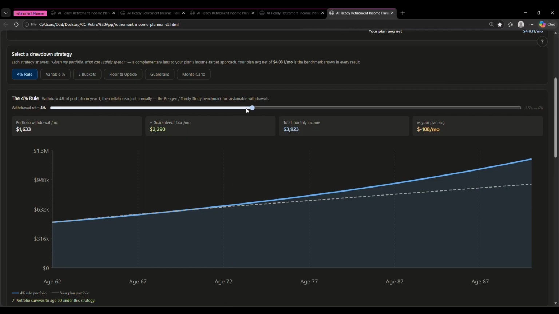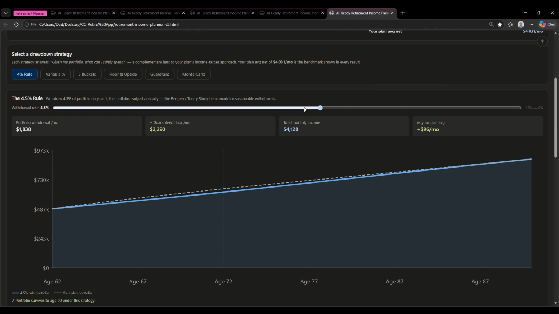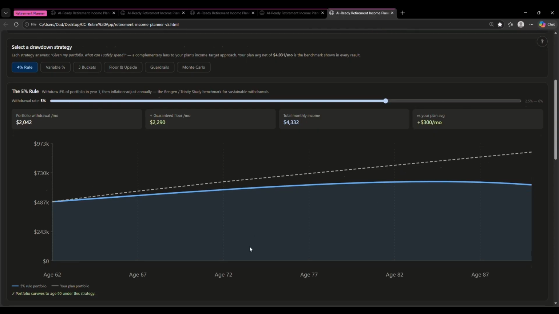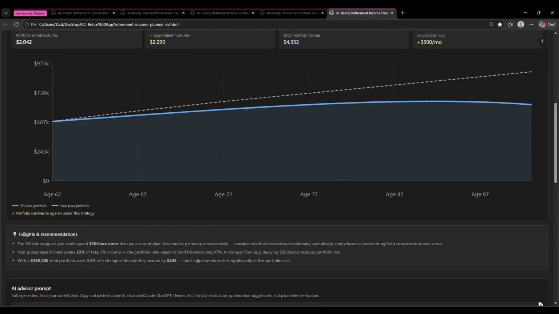So let's see what happens if we do adjust this. If we move this, say, to a 4.5% rule, or some people are comfortable with a 5% rule. So we've all heard of the 4% rule, but what would happen if we wanted instead to stick to a 5% rule? Well, in this scenario, we can see that actually we're under-withdrawing our portfolio value by $300. And now let's look at our insights.